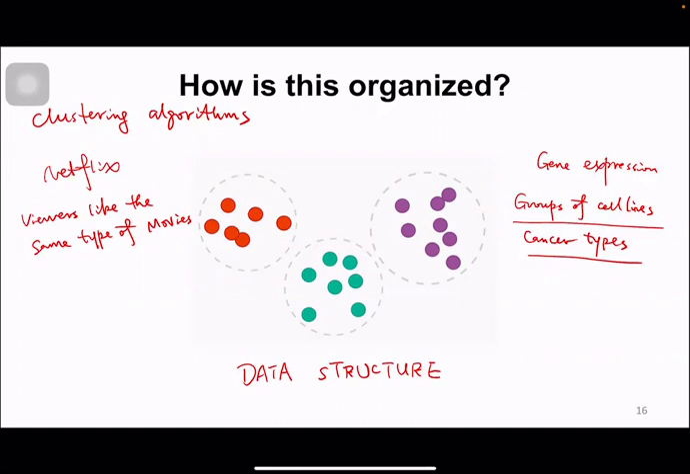Netflix does a lot of this kind of clustering because they want to cluster the viewers into different groups. For example, viewers who like the same type of movie, so that they can build recommendation systems. This is done not just in Netflix, but in Disney Plus, Hulu, and many streaming video service providers. And it could also be done in healthcare, for example, gene expression, groups of cell lines or different cancer types.